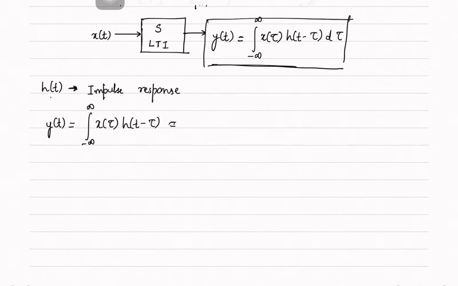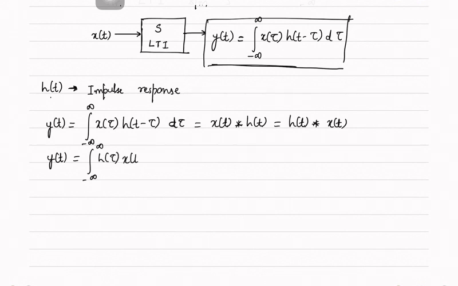So this I called x of t convolved with h of t, which will be the same as h of t convolved with x of t. All you have to do is take t minus tau equal to some eta and substitute, so you'll get the commutative relation. So y of t will also be equal to this, which is nothing but h of t convolved with x of t.